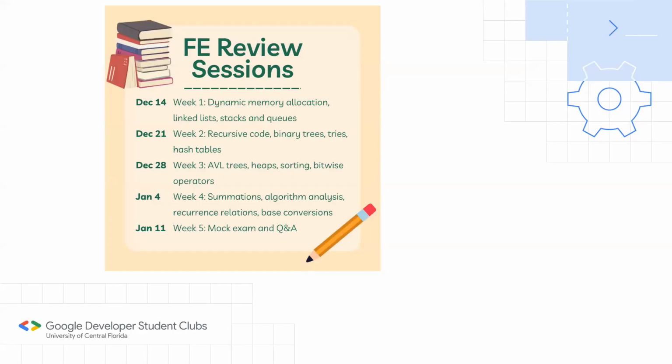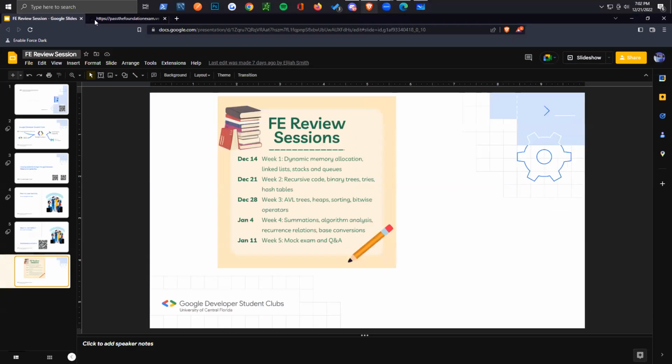As for the FE review sessions this week, we're going to be doing recursive code, binary trees, tries, and hash tables. And over the next few weeks, we're going to cover all the fun stuff. So I know week 4, everyone's so excited for week 4. It's probably what people have the most trouble with. But yeah, we're going to do a lot of recursion stuff today and something on the lighter side, hash tables. So yeah, that's pretty much it for the slides. So let's just hop straight into the questions. So we're going to start off with recursive coding.